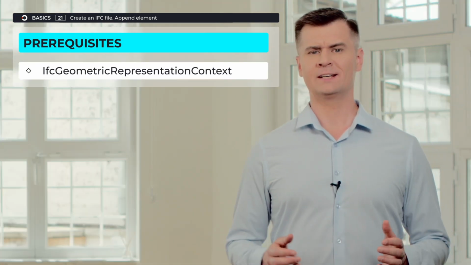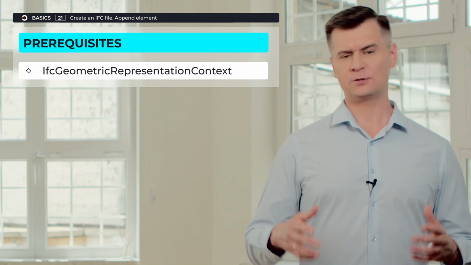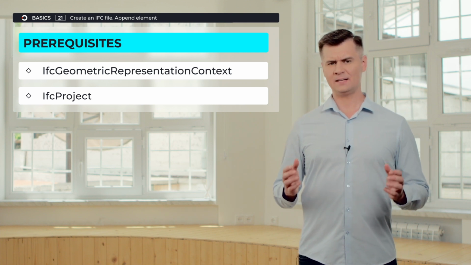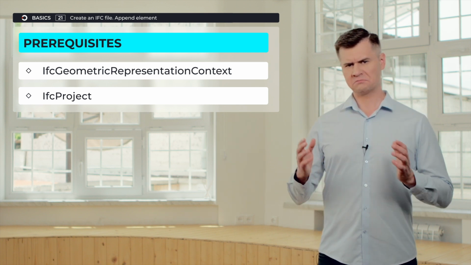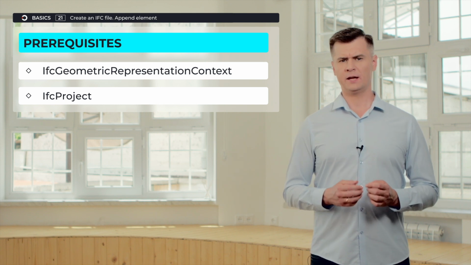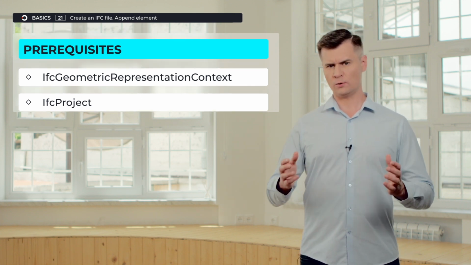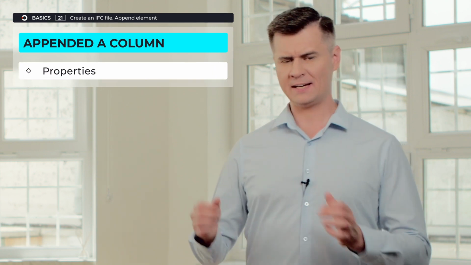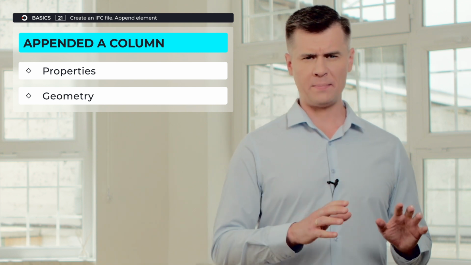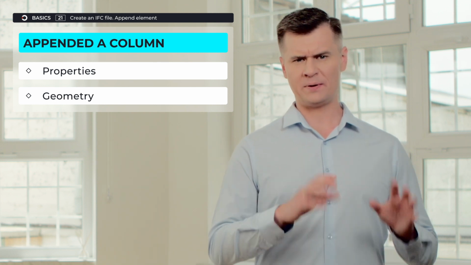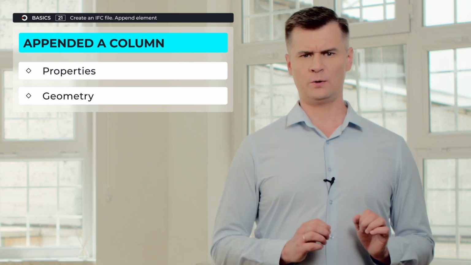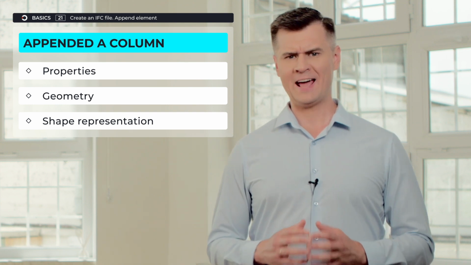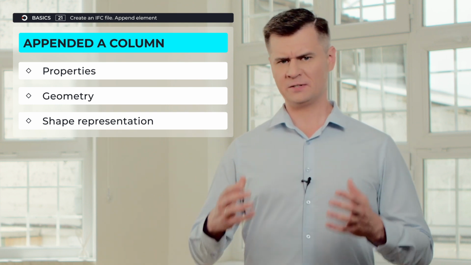IFC geometric context defines a context that applies to several shape representations within a project. IFC project is defined as an undertaking of construction, design, engineering activities that leads towards a product. When appending a column, we need to append its properties and its geometry representation. When appending properties, we should be careful and pay special attention to the relations property. The geometry representation section is a little bit more complicated as it requires a shape representation description.